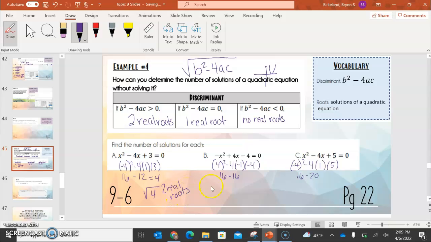The second one gets 16 minus 16 under that discriminant. Square root of 0 is 0, and they tell us when our discriminant is 0, we have 1 real root. That quadratic or parabola has 1 x-intercept, bounces off there, if you will. And finally, on part C, we have 16 minus 20, which is a negative 4. As previously discovered, the square root of a negative is not possible, so there are no real roots at all.